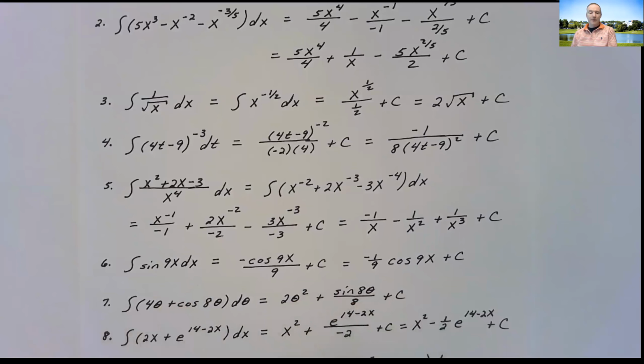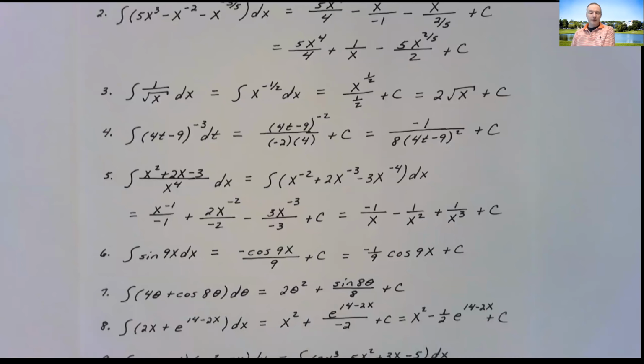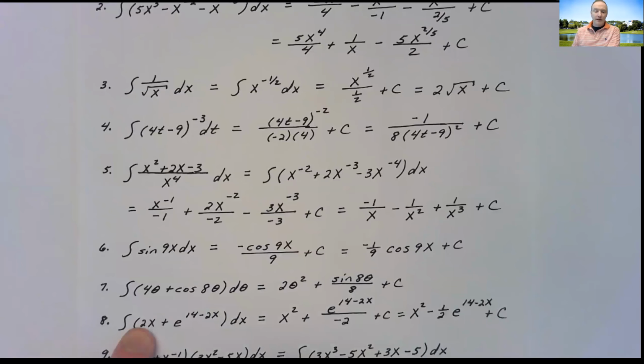Perfectly fine. For the next one here, number 8, we have the integral of 2x plus e to the 14 minus 2x power with respect to x. So you could say for this one, the first term, whenever you're integrating it, it's just a polynomial, so you'll use your power rule. 2x becomes 2x to the second over 2. That's why we just get x to the second.